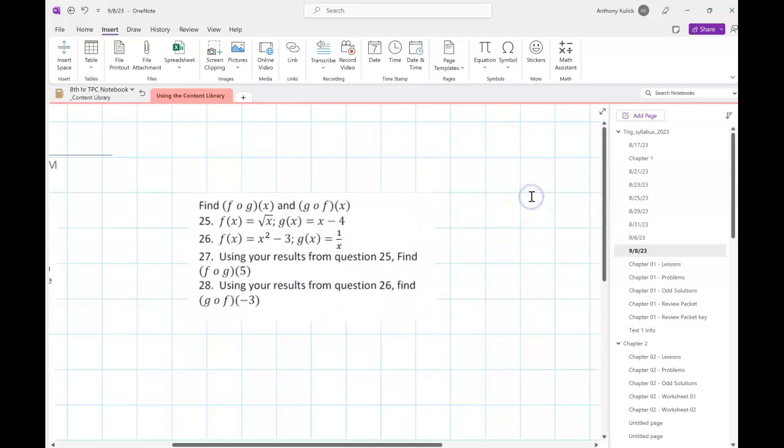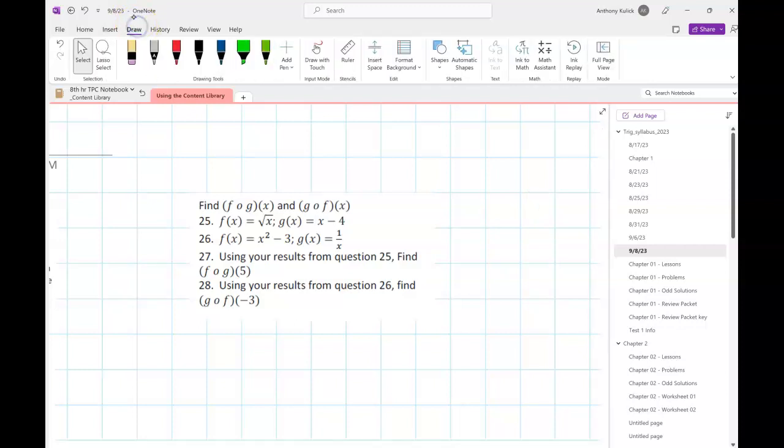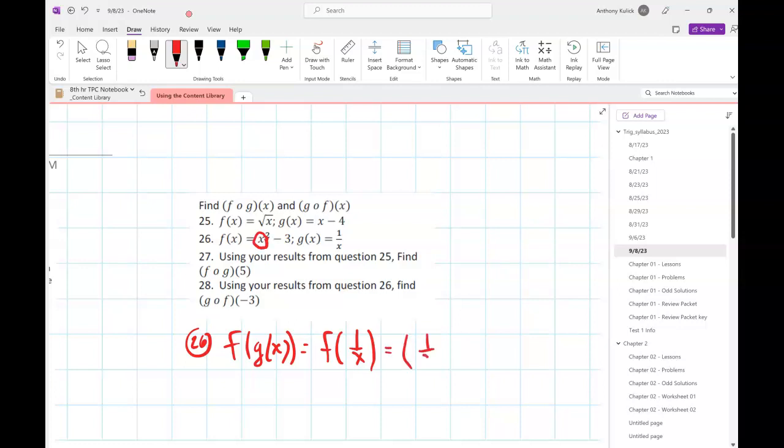So 26 asks us to do, where did my pencil go? Where did you go? Oh, there you are. To do f compose g and then g compose f. So if I'm doing f compose g, I'll rewrite that with the formula for g in place of the g, and I'm going to be plugging that into x everywhere there's an x in f of x.